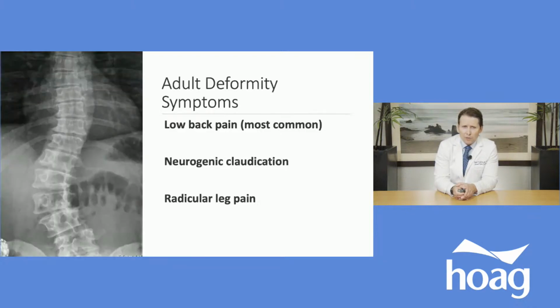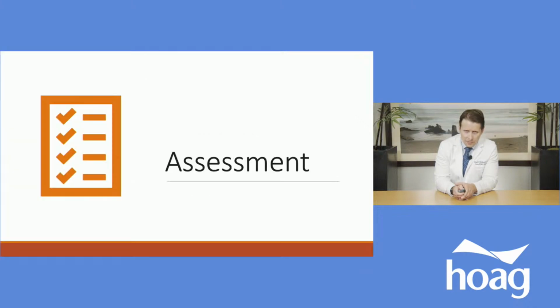What are the symptoms of spinal deformity? First and foremost is low back pain. This type of back pain is localized either to the mid to lower back region, will radiate into the buttocks and hamstring, but typically not past the knee. Other symptoms can include neurogenic claudication or radicular leg pain. Especially if there's a significant coronal curve and scoliosis, there can be entrapment of a nerve, which can lead to sciatica-like symptoms.